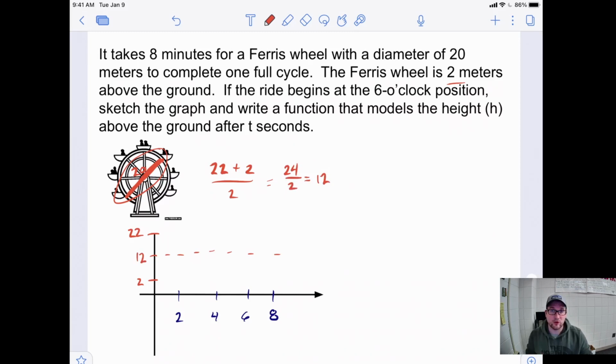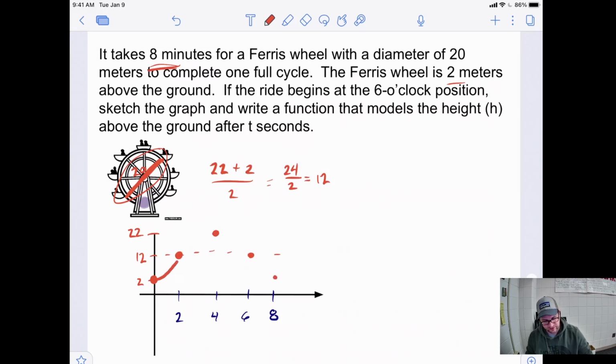Now coming over here, it says if the ride begins at the 6 o'clock position. So that means we are starting all the way down here at the bottom. Again, we're assuming that we move clockwise in this situation. So we begin moving upwards, then we hit our maximum height, which is halfway in between our 8-minute cycle. Then we start the descent, and finally, after 8 minutes, we arrive exactly back where we started.